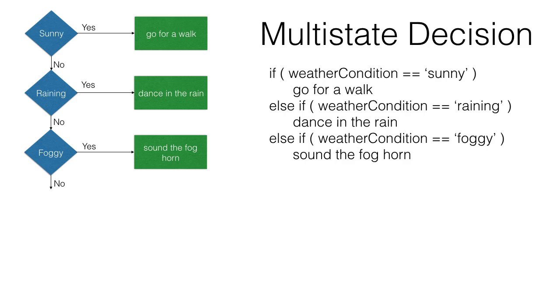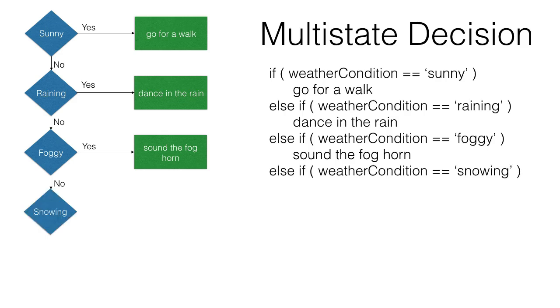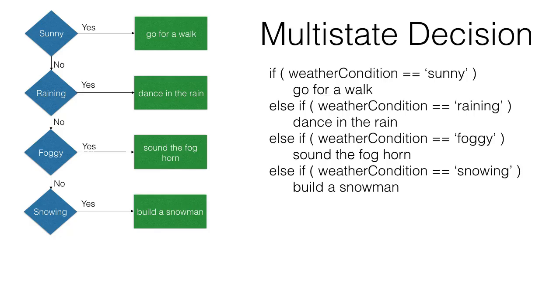All right, it's not foggy. Is it snowing? Here's the code again. Else if weather condition equals snowing. Yeah, it is snowing. Okay, let's go out and build a snowman then. No, it's not. Now I can do just a plain old else. Well, what else can I do? None of these states are true. I'll just stay home and read a book.